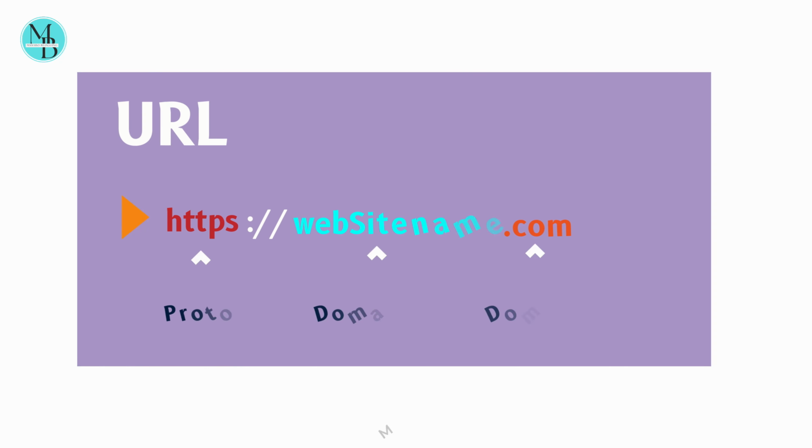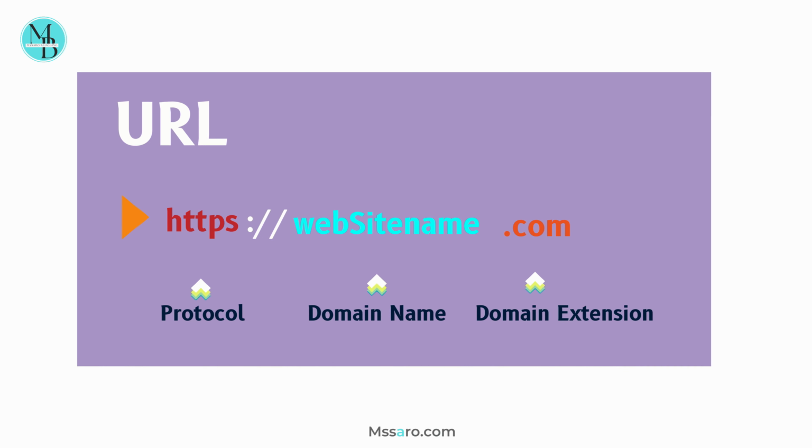Now one more question arises: what is URL? What is the difference between URL and the domain name? Simply, as I said, domain name is your website name. But what does the URL include? URL includes first the protocol. Protocol is HTTP or HTTPS, that is the secured network. The second is the domain name. And third, the domain extension.